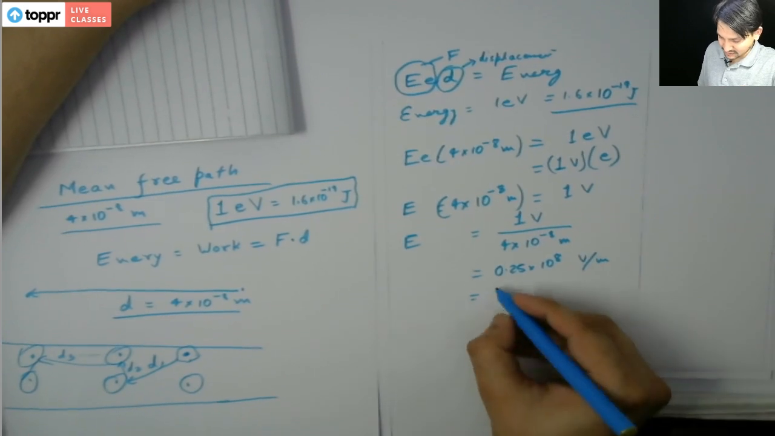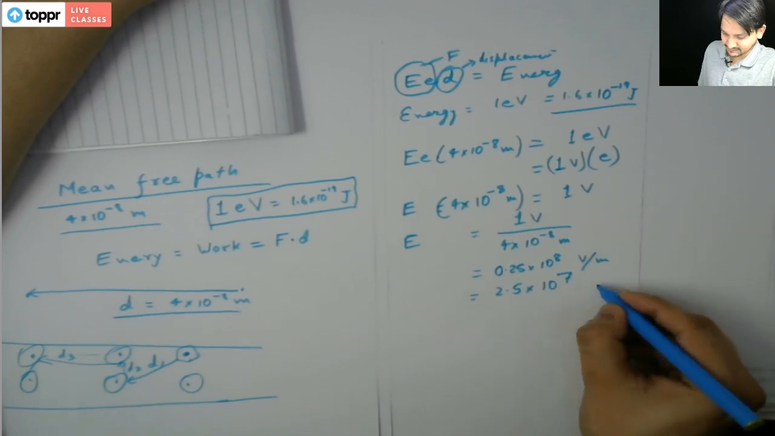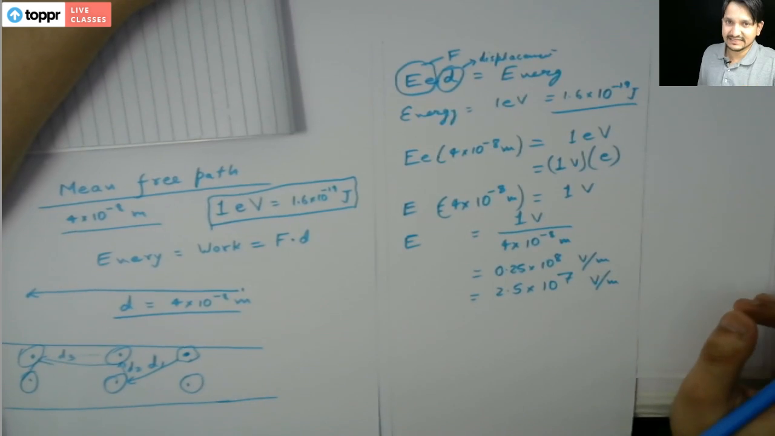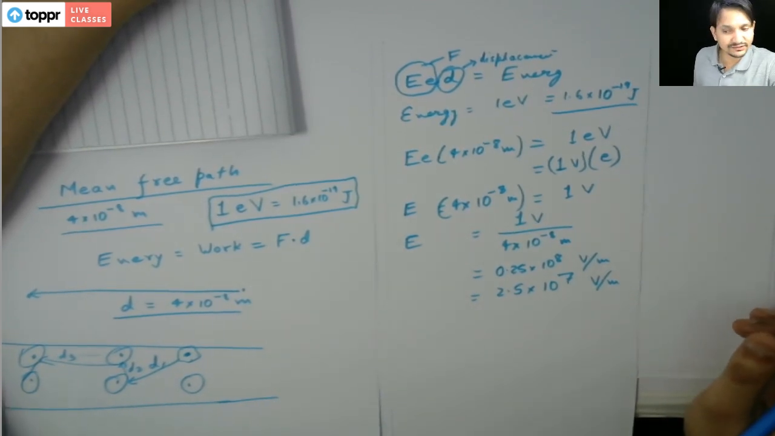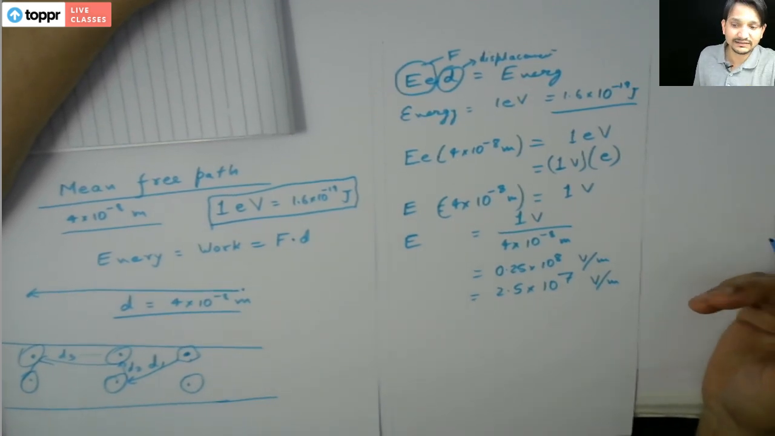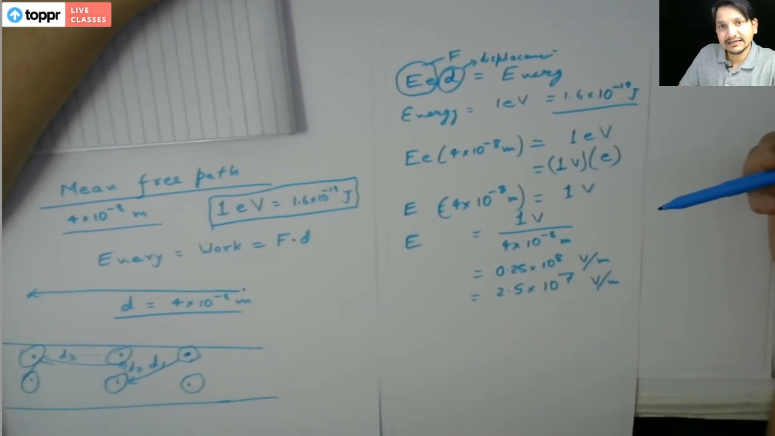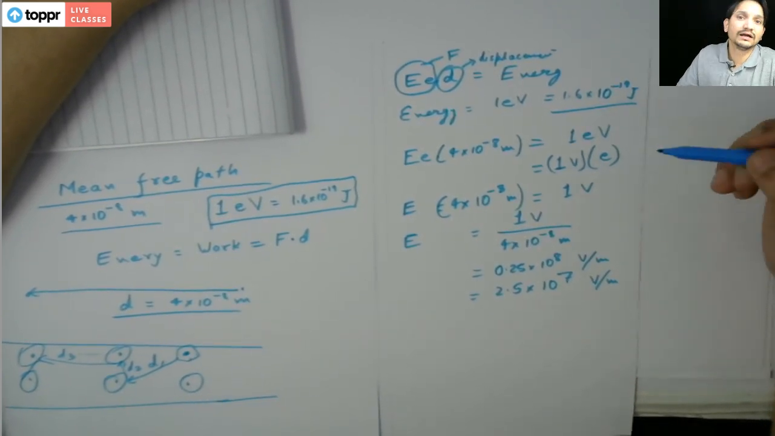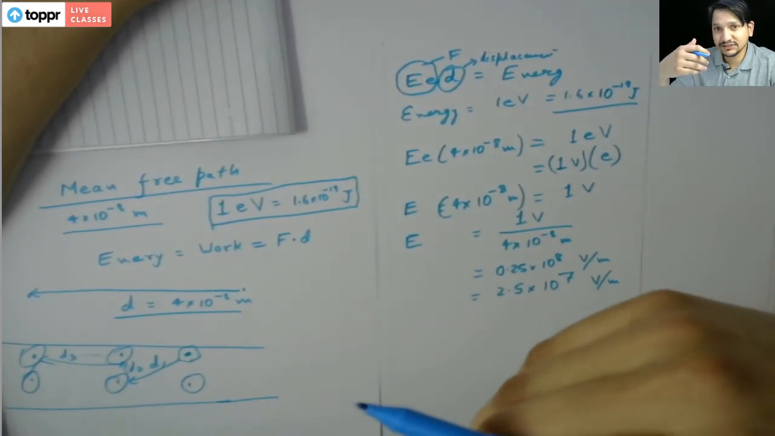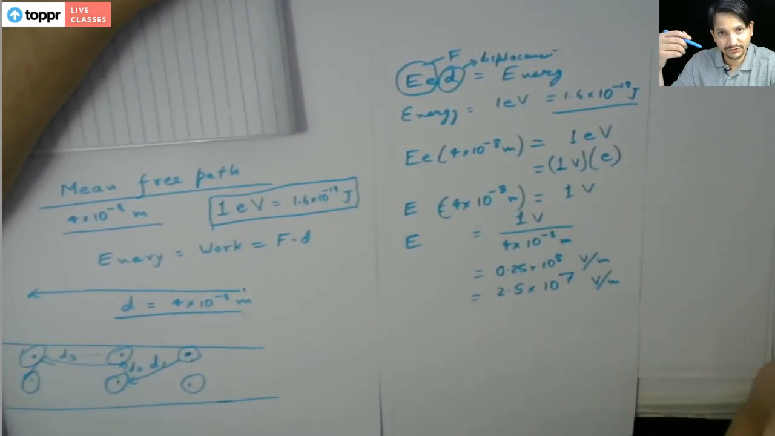And that comes out to be 2.5 into 10 to the power 7 volt per meter. So this is a very basic kind of numerical, but this gives you an idea of how mean free path could affect the required electric field, and how an electric field is associated with the change in energy acquired by 1 electron.